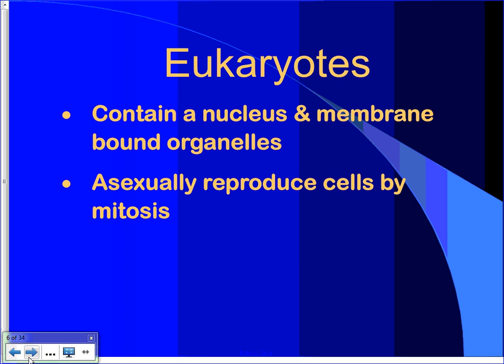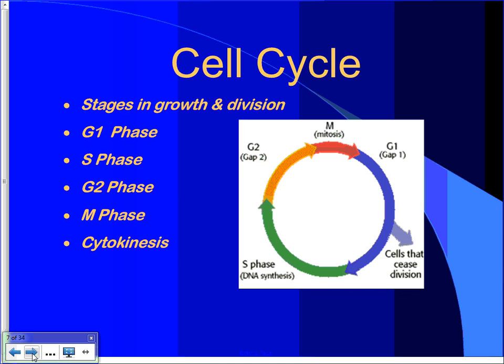Now eukaryotes, on the other hand, they contain a nucleus. They also contain membrane-bound organelles. Eukaryotes do have asexual reproduction in cells, and that's done through a process called mitosis. And the rest of this podcast is going to focus on mitosis and the events of mitosis.